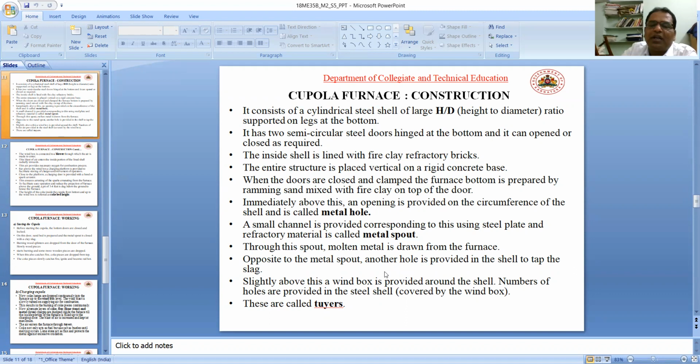Opposite to the metal spout, another hole is provided in the shell to tap the slag. It's called the slag hole, to withdraw the slag. Slightly above this, a wind box is provided around the shell. A number of holes are provided in the steel shell covered with the wind box. These are all called tuyeres.